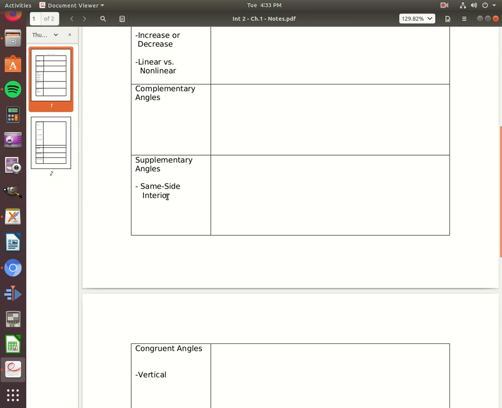You'll also notice that there's same side interior angles, which we haven't talked about yet. So we should recognize that same side interior angles are supplementary, but it hasn't come up yet in the context, so maybe nothing to fill out, but something to think about, that we're probably going to come back to this later in the lesson, or in the chapter, I should say.